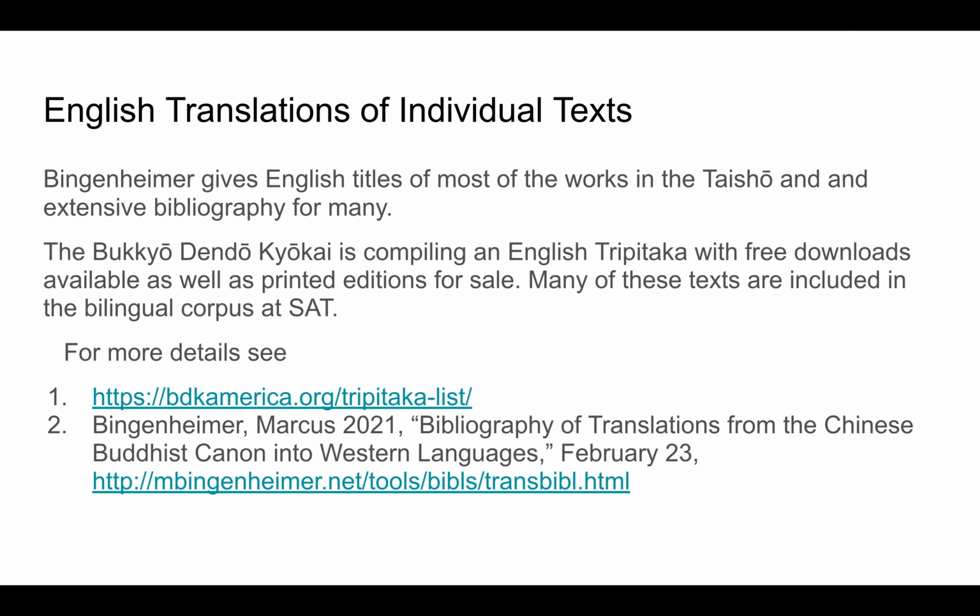English translations. There is an increasingly large number of English translations. The canon is so huge that it seems like it's impossible that it would ever be fully translated, but these days there's just more and more translations becoming available. It's fantastic. And Bingenheimer I think has the best list here of all the English titles of the works, plus the list of translations for the Taisho. It's extensive. He's been working on it for many years actually. It's just been getting better and better.